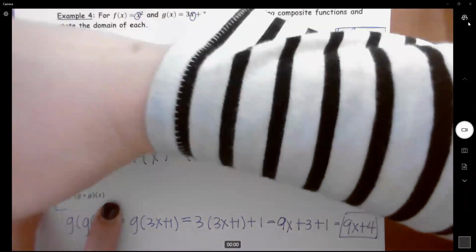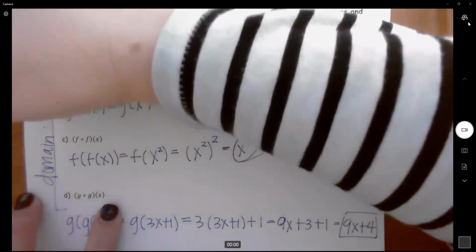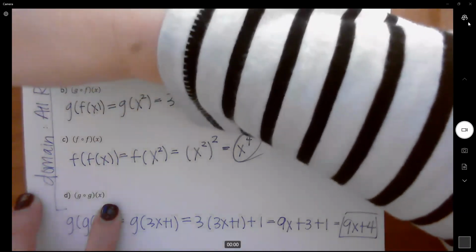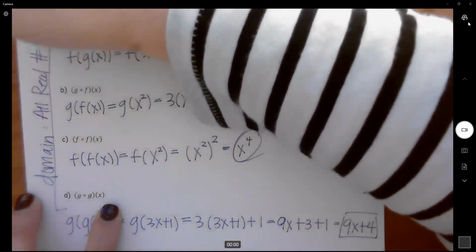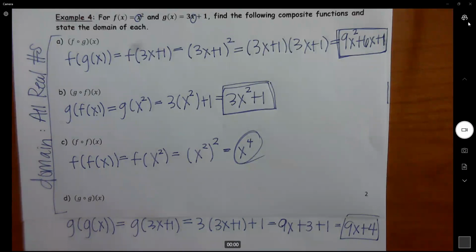And so therefore, my domain is all real numbers, or negative infinity to infinity. If you have no fraction, you can't divide by 0. If you have no square root, you don't have to worry about taking a square root of a negative number.